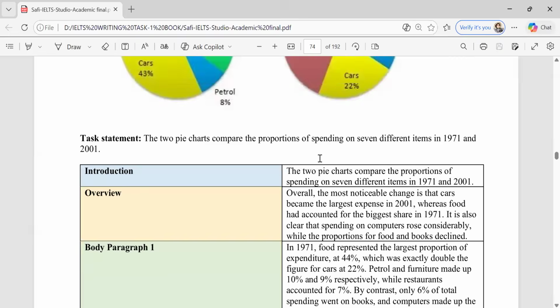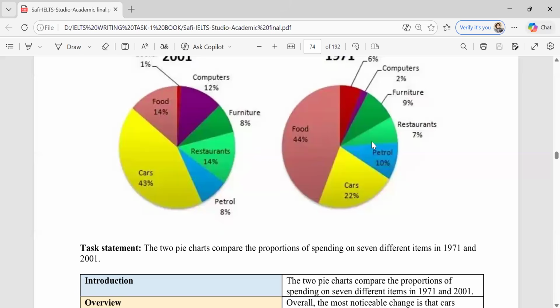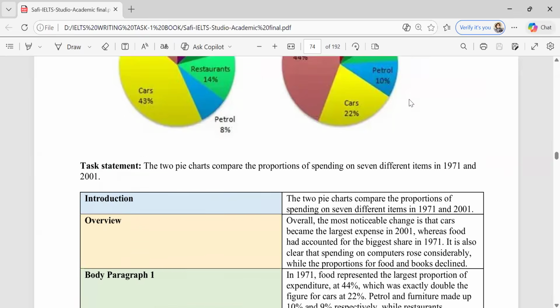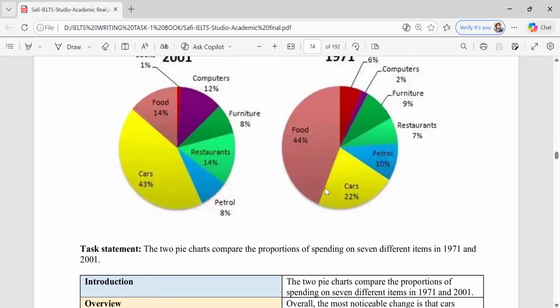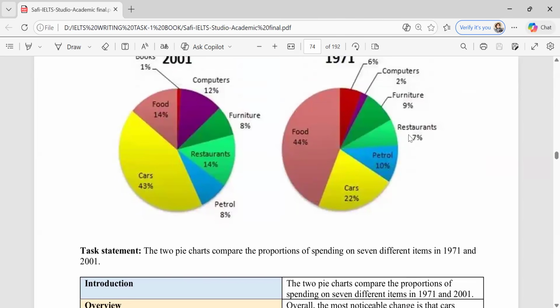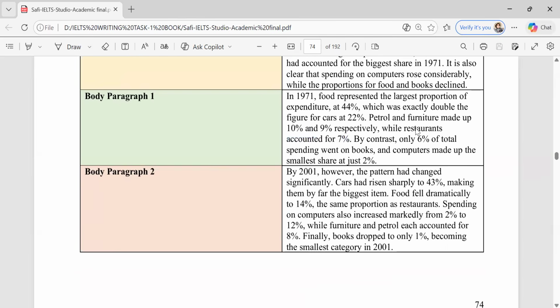अब दोनों को देखिए यहां पे, पेट्रोल के लिए हमारे पास 10% है, yes. For furniture we have 9%, yes, exactly. So we have mentioned. Then after that, what we can say, while restaurants accounted for. Have I changed my verb now? Yes, I changed my verb because represented, then we use made up, now we use accounted for. Accounted for how much? 7% only. And we have mentioned here restaurants for 7%.